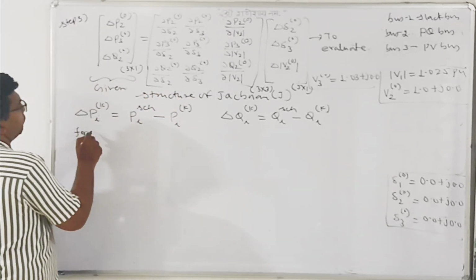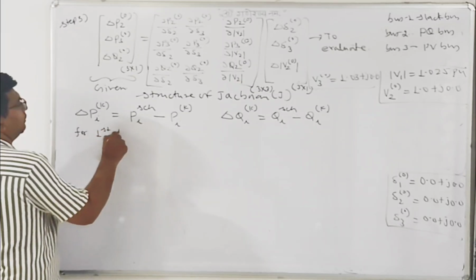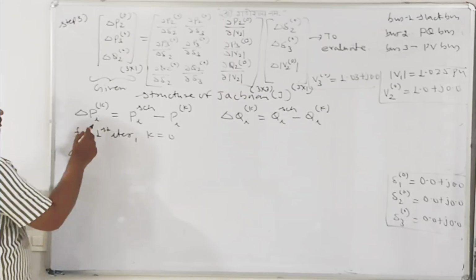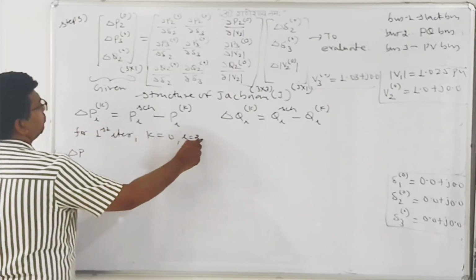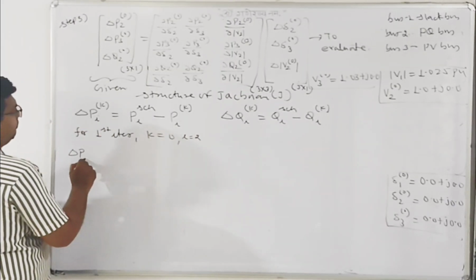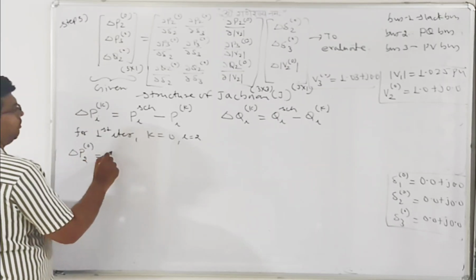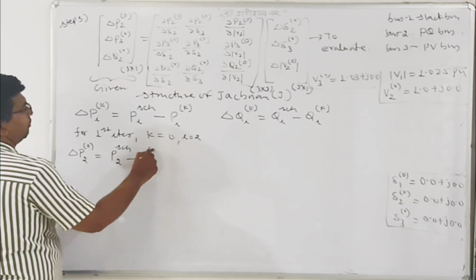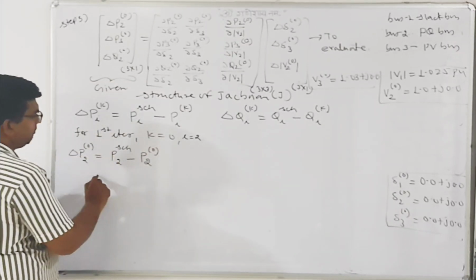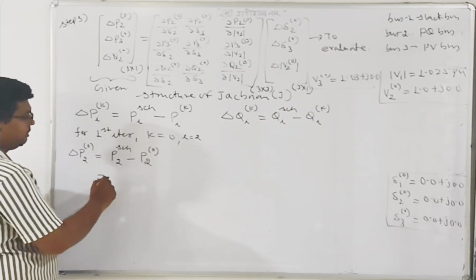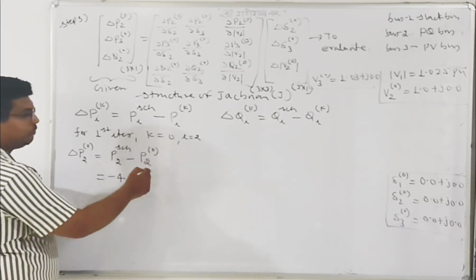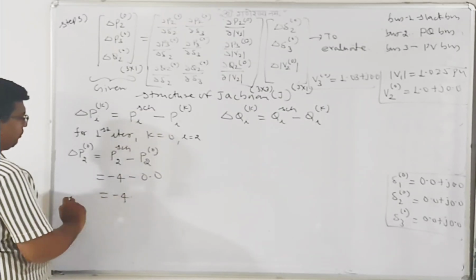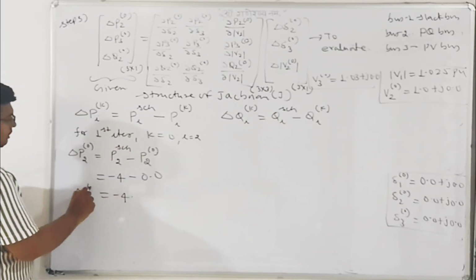Now for the first iteration, this k value will be 0. So what does this become? k equal to 0 and i equals 2. What does this become? delta P2 0 equals P2 schedule minus P2 0. Now what is P2 schedule? Because for the load bus, the value of P2 is minus 4. What is P2 0? We have already determined earlier it was 0. So this becomes minus 4. This is the delta P2.